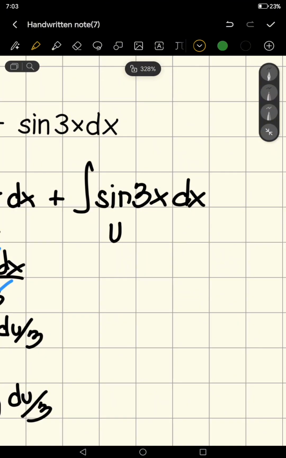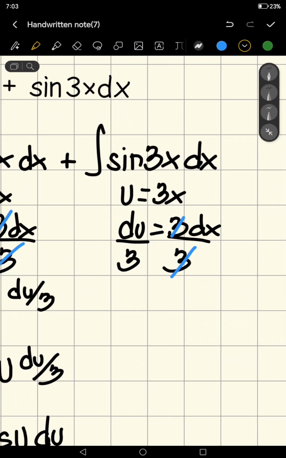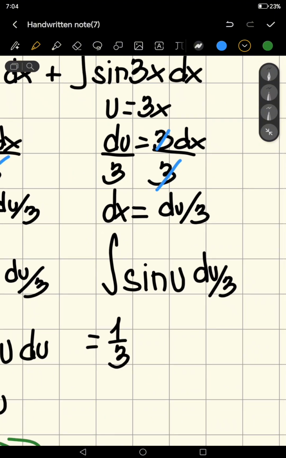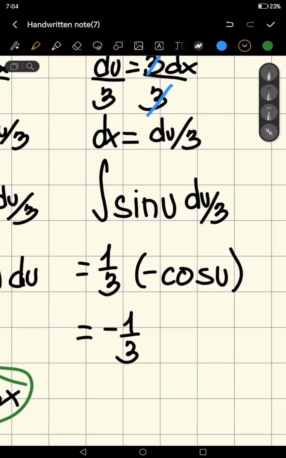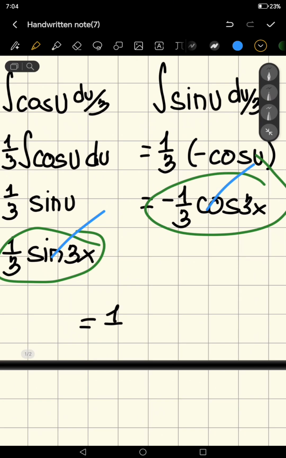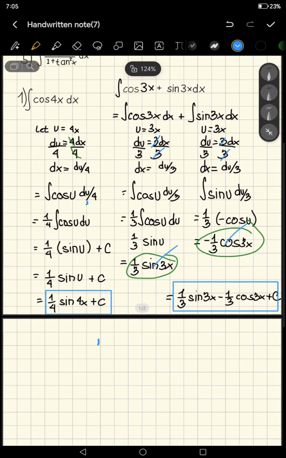Same process lang guys. Let u equal 3x, du equal 3 dx. Divide both sides by 3. So dx is equal to du over 3. So this will become the integral of sine u times du over 3. Diretso na lang natin. The integral of sine is negative cosine. The answer of it is negative 1/3 of cosine 3x. Pagsamahin lang natin, the final answer is 1/3 of sine 3x minus 1/3 of cosine 3x plus c. And that's the final answer.